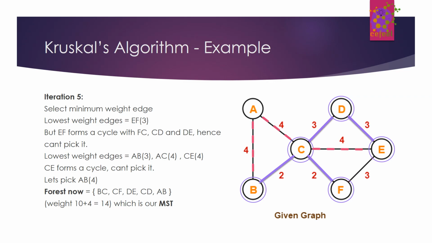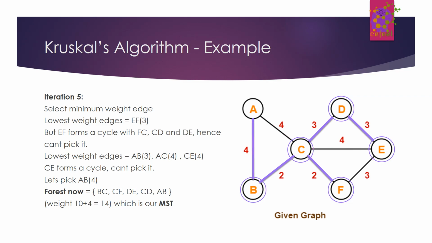So the next minimum available edges we have are AB with 4, AC with 4, CE with 4. We can choose any of them, but if you look closely, again we cannot pick CE, because if we pick CE of weight 4, we'll again have a cycle, CD, DE and CE. Hence we cannot pick this particular edge CE as well. So essentially we are only left with 2 possible options, AB and AC of weight 4, and we will just pick AB of weight 4 this time.